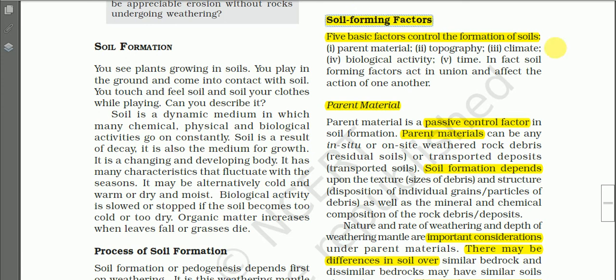Soil forming factors. Last time we discussed the process of soil formation, and so now let us read about the factors affecting the formation of soils. So we have these 5 basic factors that control the formation of soils. Those are parent material, then topography, climate, biological activity, and time. Okay, see here.